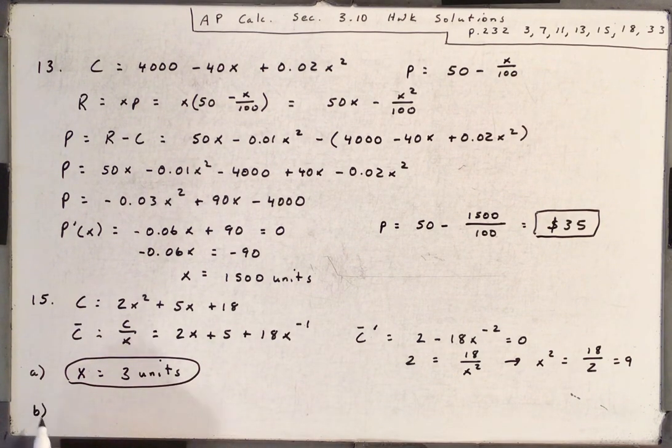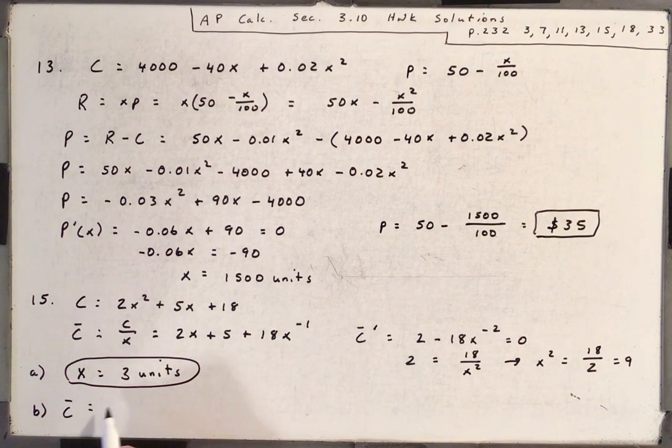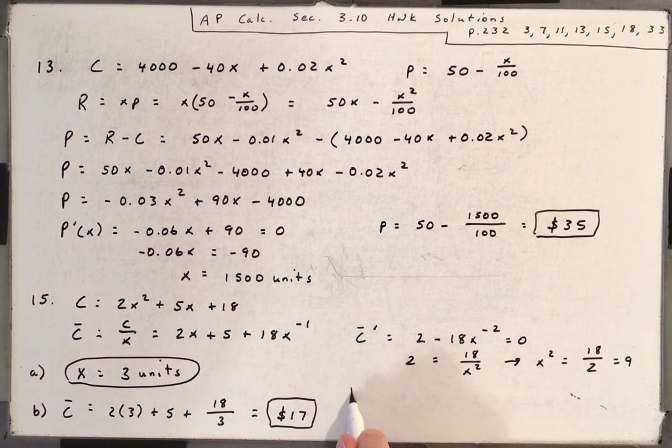Part B, we want to show that the average cost and the marginal cost are equal. Well, the average cost, which is 2x plus 5 plus 18 over x, at 3. So C bar, we're going to just plug 3 into that average cost function. So it'd be 2 times 3 plus 5 plus 18 over 3. 6 plus 5 plus 6, that's $17.